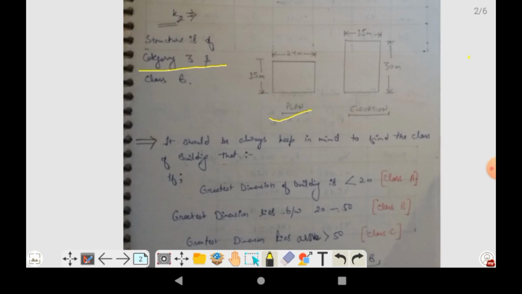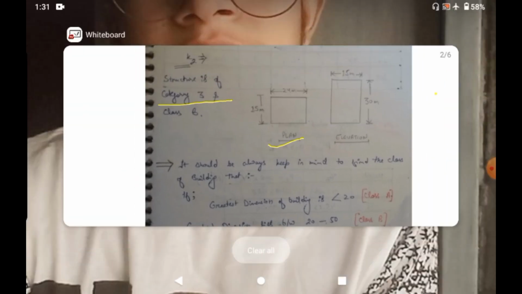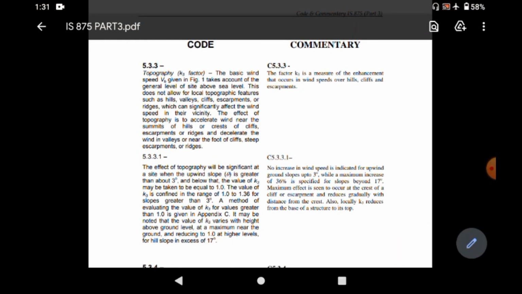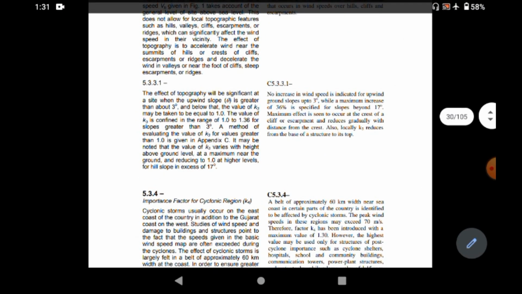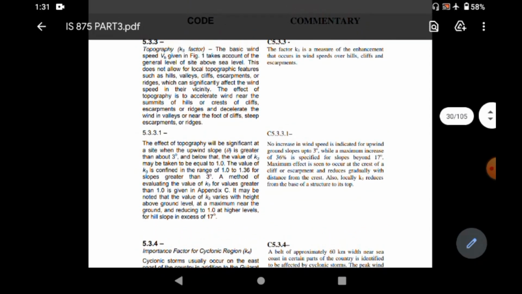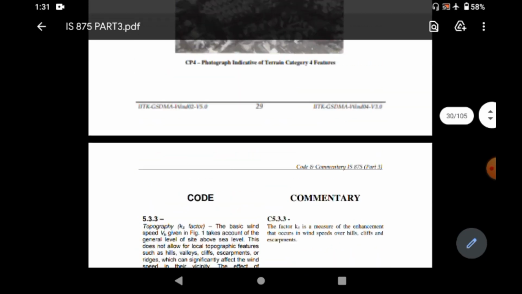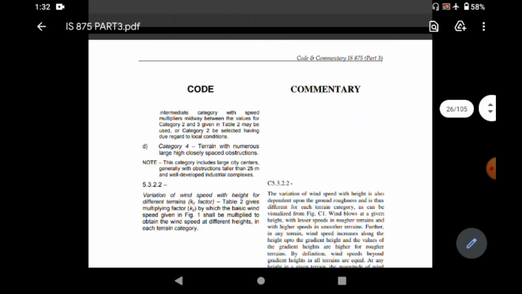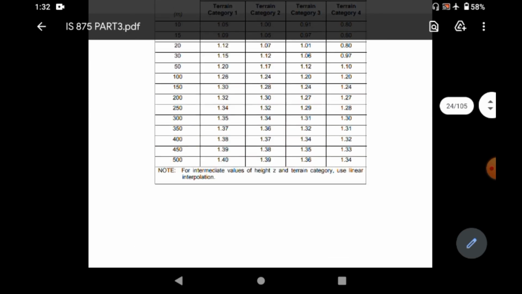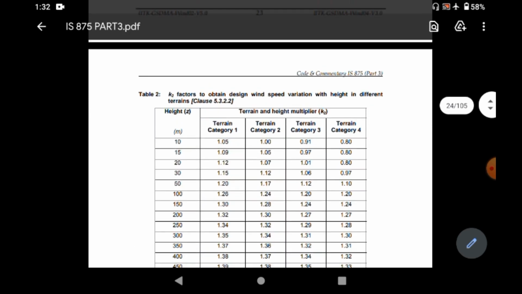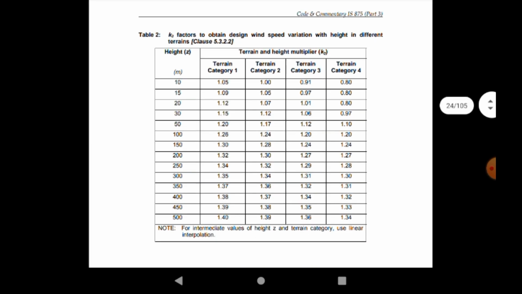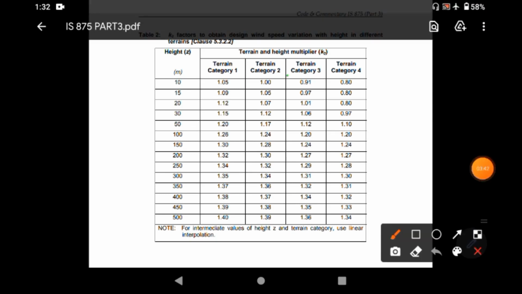So moving to our code, here you can see the value of k2 is clearly mentioned in page number 24, table 2. Okay, so let us scroll down. Here you can see the value of k2. As we know, our building category is 3.